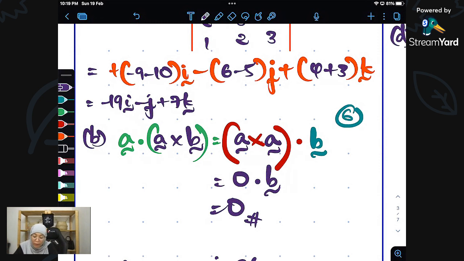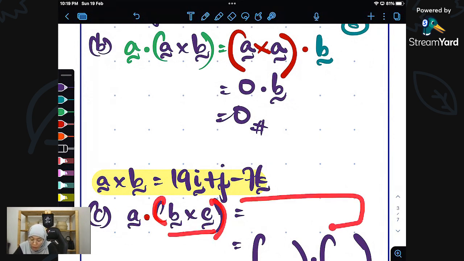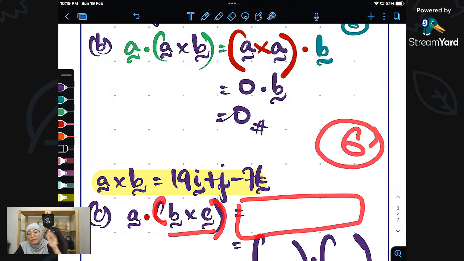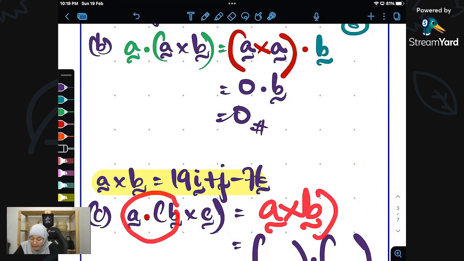So yeah, tak perlu letak vector B pun dah tahu dah jawapan dia masih kosong. Now let's continue with the C, question C. Question C is a dot. Again, dot lagi, dot di depan, B cross C di belakang. So what do? We are going to use the same properties number 6. We are going to get A cross B di hadapan, manakala dot C di belakang.